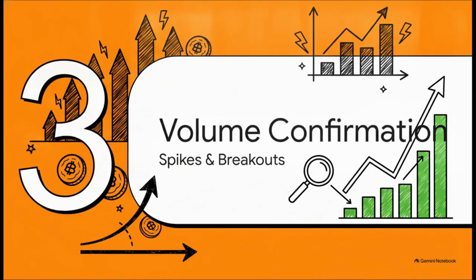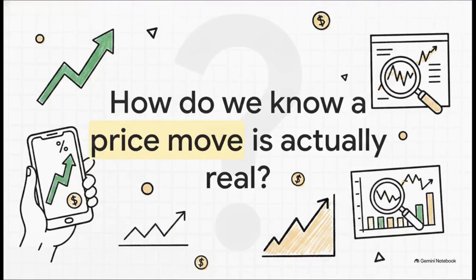All right, Section 3, Spikes, Breakouts, and Confirmation. I want to pause here for a second and ask you to really think about this. Imagine you open your portfolio app and a coin you're holding has suddenly jumped 10% in the last hour. How do you know that move is actually real? How do you know it's a structural shift in the market and not just some temporary blip that's going to fade by tomorrow morning? Well, the answer is in the evidence left behind on the chart.